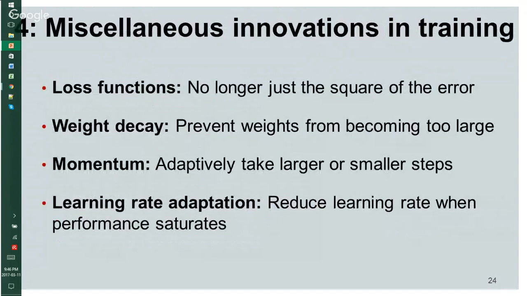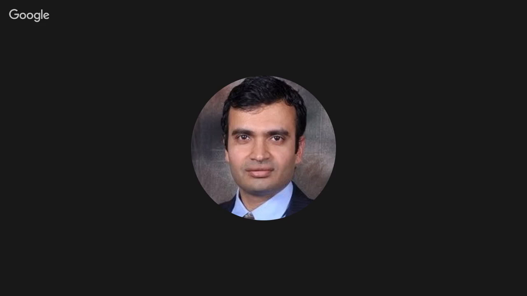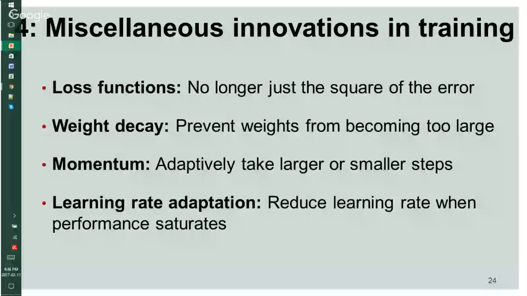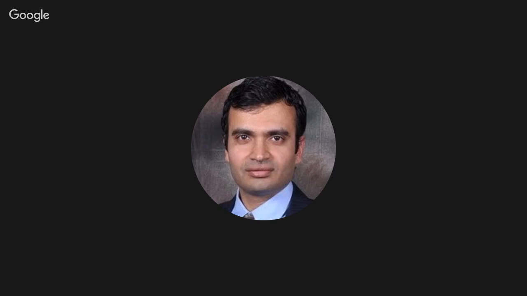The next set of improvements came in the training algorithm. One widely used loss was mean squared error. For classification problems, it's usually not used. It's only used for regression problems now. People use much better suited losses such as cross entropy loss or something like that.